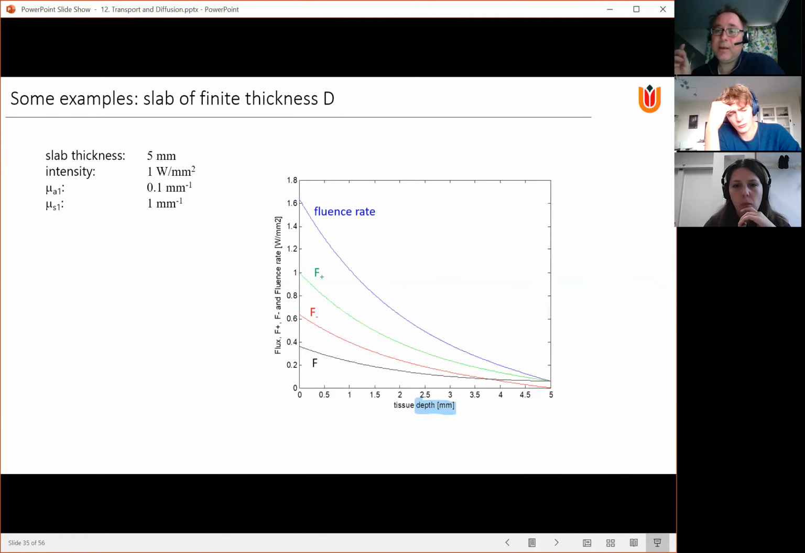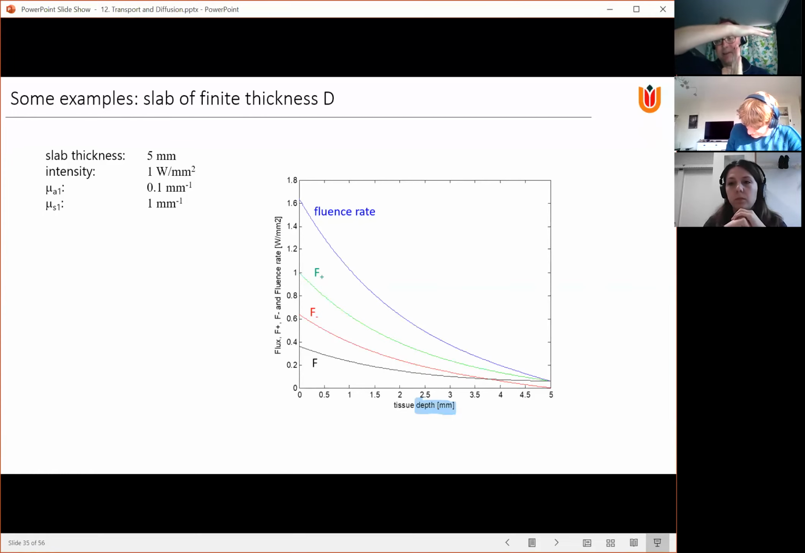Then why does the red flux start at like 0.65? Because that is essentially the light that escapes on the entrance side. So you have a light source somewhere over here that sends light into the slab in the plus x direction, and then at the boundary you look at how much light is going in the plus direction, so that's entering, and how much light is exiting in the minus direction, and that is the red curve.